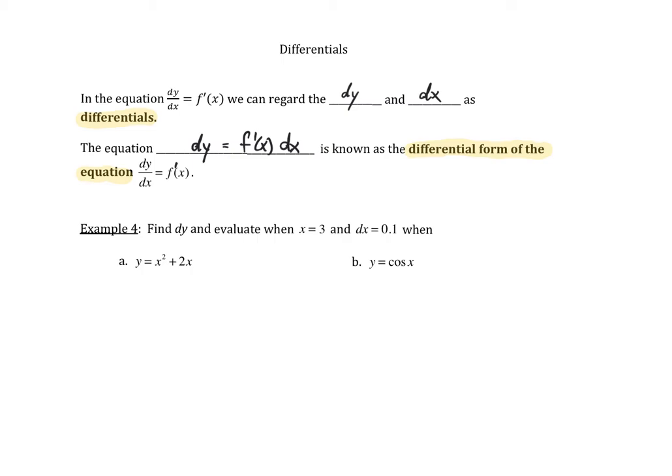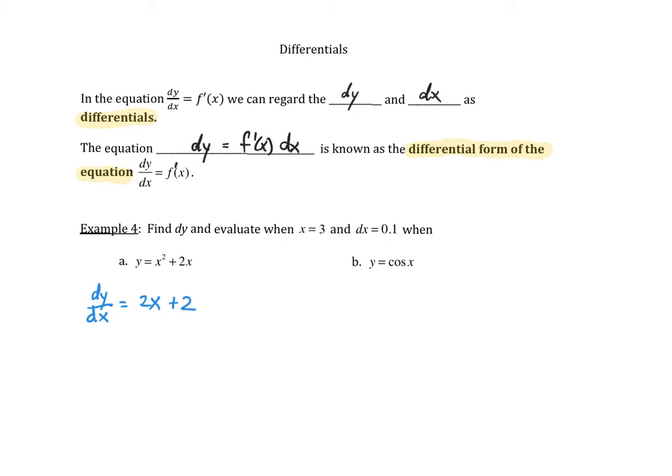In example 4, we're asked to find dy and evaluate it when x is equal to 3 and dx is equal to 0.1. So the first thing we'll do is calculate the derivative dy/dx, and I use the power rule for the x squared to get 2x, and then I use the constant multiple rule to get plus 2.